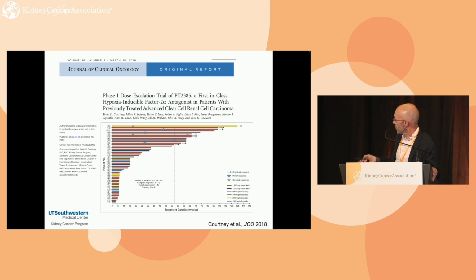So this set the foundation for the phase 1 clinical trial, which was run by Kevin Courtney at UT Southwestern, who is here in the audience, with this first-in-class PT2385, which was subsequently improved and became belzutifan. But this already shows some proof of activity. We had a correlative study where we were asking patients if they would be willing to participate and give us samples. And we evaluated pre-treatment samples, on-treatment samples, and after the acquisition of resistance.